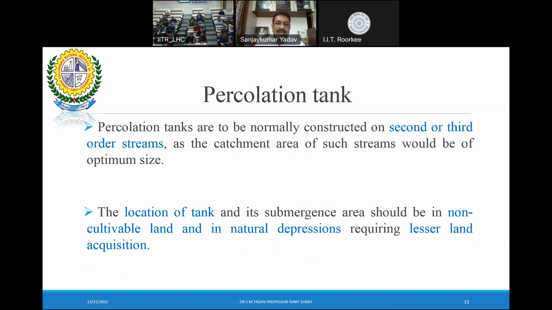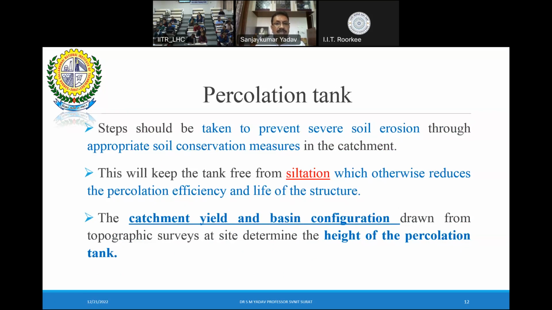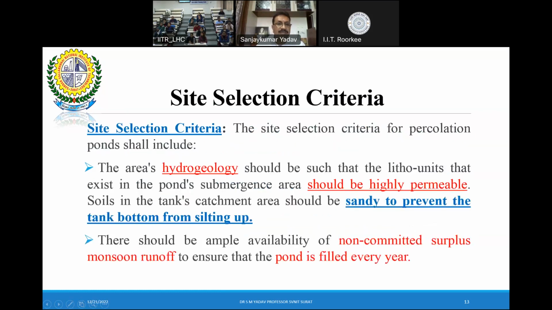The location of the tank and its submergence area should be in non-cultivable land and in natural depressions requiring less land acquisition. Steps should be taken to prevent severe soil erosion through appropriate soil conservation measures in the catchment. This will keep the tank free from siltation, which otherwise reduces the percolation efficiency and life of the structure. The catchment yield and basin configuration drawn from topographic surveys at site determine the height of the percolation tank.